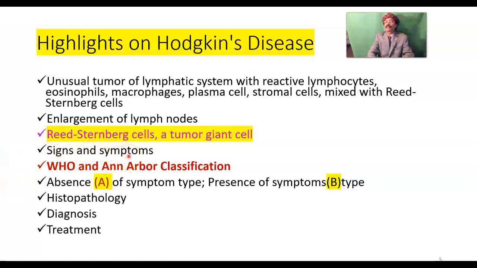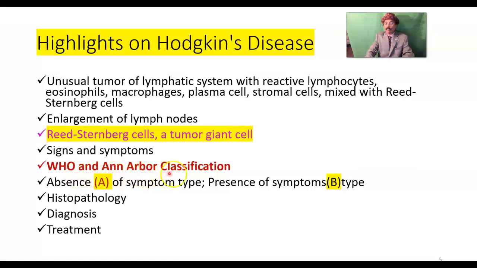We may have weight loss, cervical lymphadenopathy. There may be pain after alcohol intake. There may be abdominal pain. There may be night sweats, fever. We call it Pel-Ebstein fever. There may be periodic fever. There is a possibility. These are the signs and symptoms.